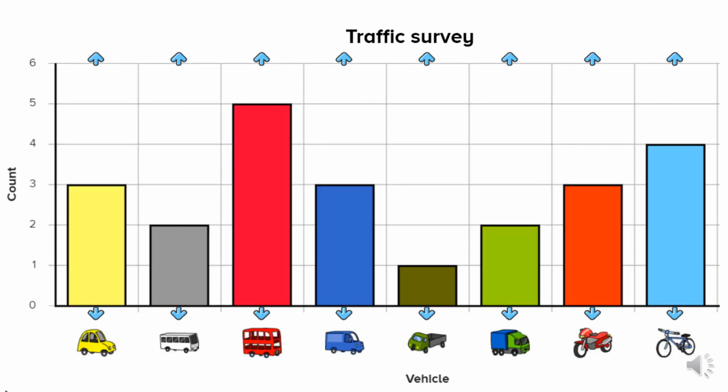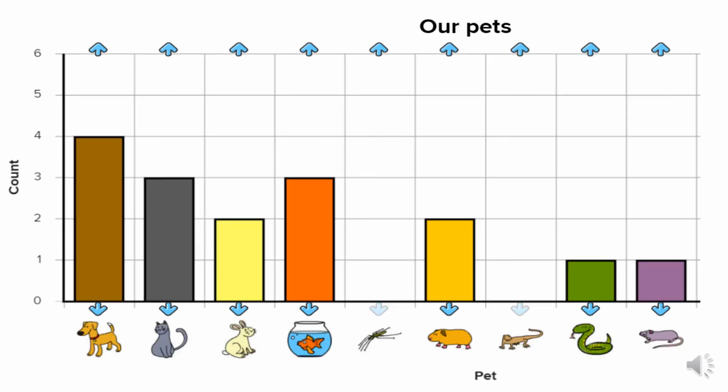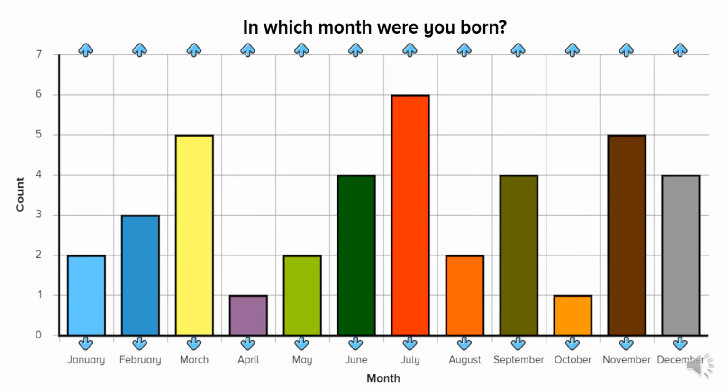Here is a traffic survey. This is a block diagram, and what they're representing is the number of vehicles that have gone past. Which vehicle was the most popular? Which vehicle was the least popular? This block diagram represents pets. So you could ask your friends which pets they have, and then you could represent that as a block diagram. This block diagram represents the month that children were born in. Can you see which month was the most popular month? Can you see which month was the least popular month?